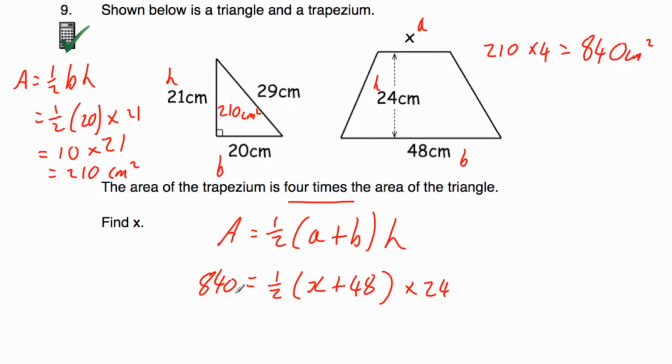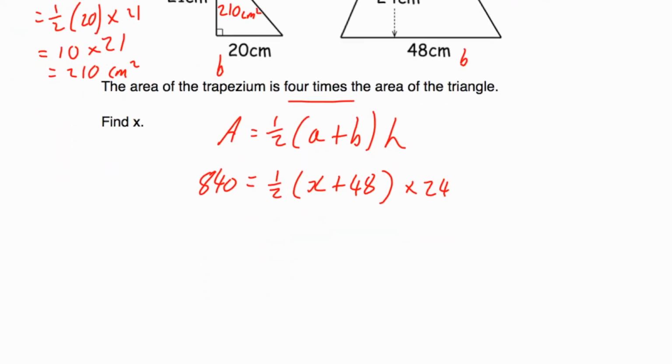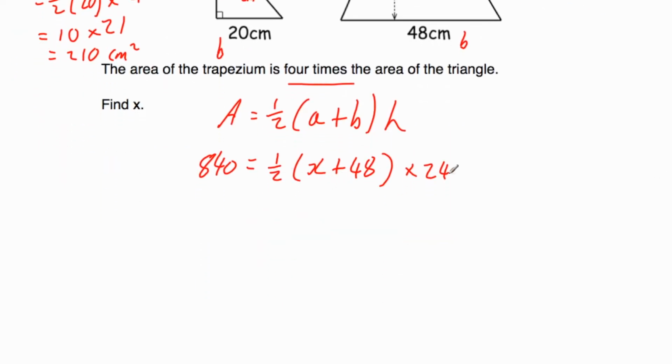So we've got the area, 840, equal to half of the sum of the two parallel sides, X plus 48, times the height, 24. At this point, we could work backwards. We could divide by 24, double it, and then take away 48, and that would tell us the length of this side. Another approach: in half of A plus B times H, we don't have to halve the A plus B. We could halve the height instead, and then times by A plus B. As long as you're halving at some point, you're finding the area of the trapezium. So rather than halving X plus 48, I'm going to halve 24, because multiplying by 24 and then dividing by 2 is the same as timesing by 12 anyway.